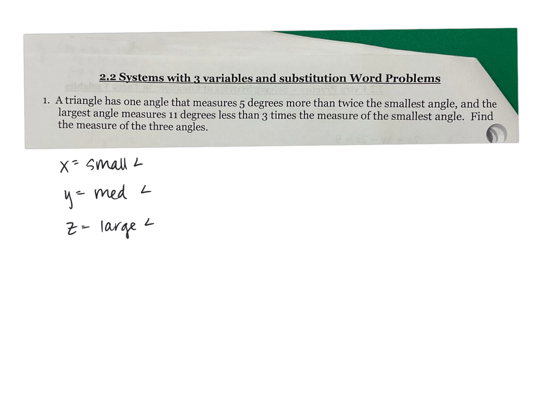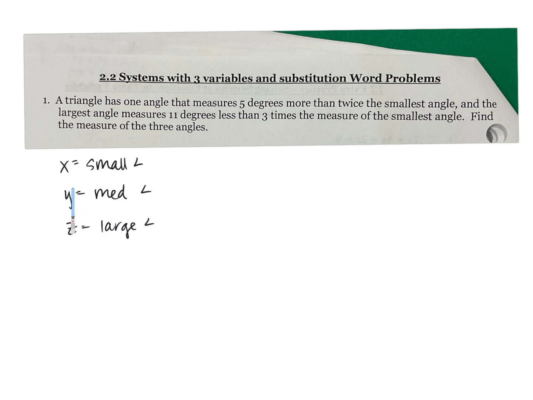Okay, we got to think backwards. It says a triangle has one angle that is 5 degrees more than twice the smallest. X minus 5 degrees more than twice the smallest. 5. Oh, wait. Silly me. You guys, I think I just misled us.